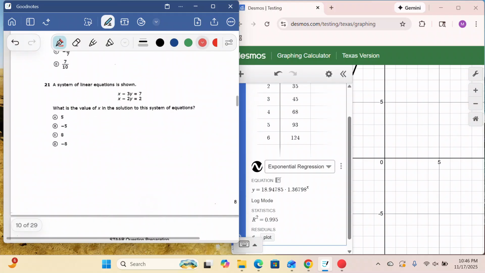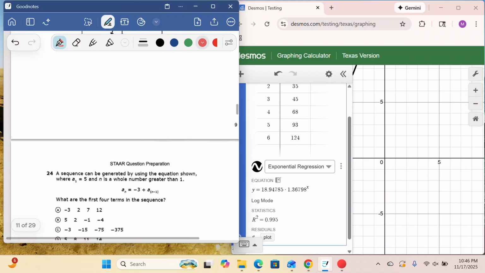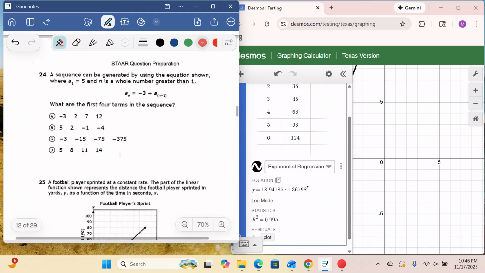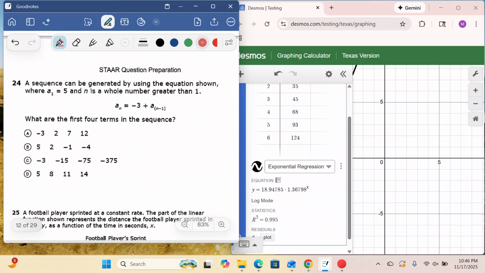So we're going to go on to question number 24 because I want to get a good variety of questions. So first is a sequence. This is a sequence of a sub 1 equals 5. So that is our first term. So I'm going to rewrite this and say a sub 1 equals 5. So I can already eliminate A, and I can already eliminate C, because remember that my first term is 5. So I already have my first term. So it can be B or it can be D.